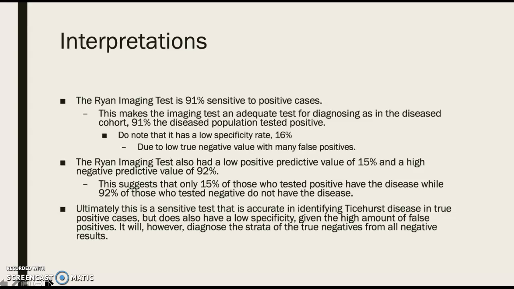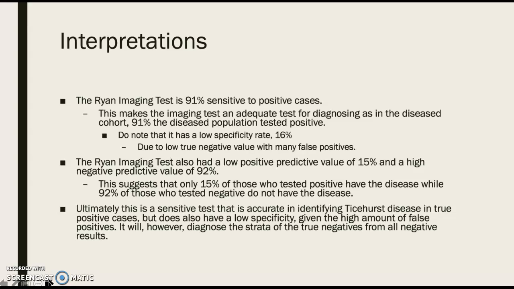The Ryan imaging test is 91% sensitive to positive cases. This makes the imaging test an adequate test for diagnosing the disease, as in the diseased cohort, 91% of the population tested as true positives. One thing to note, however, is it has a low specificity rate of 16%, and this is due to the fact there are low true negative values with many false positives.